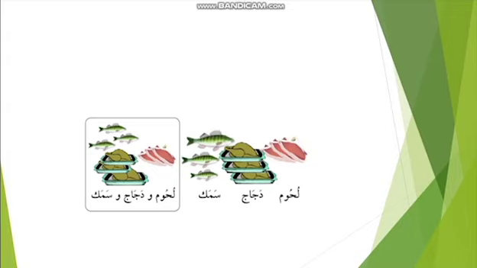Repeat after me. لحوم. دجاج. سمك. لحوم ودجاج وسمك, meat and chicken and fish.